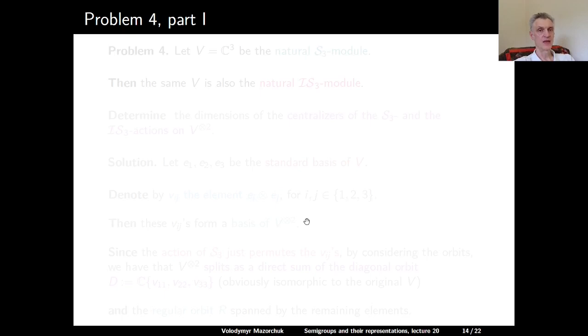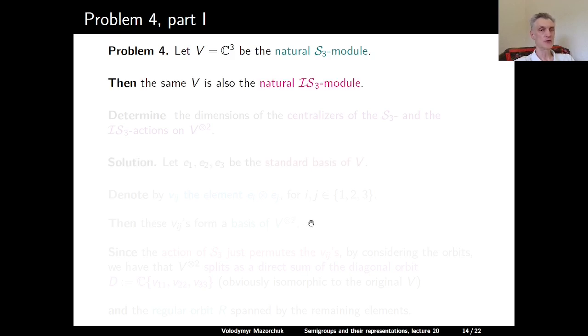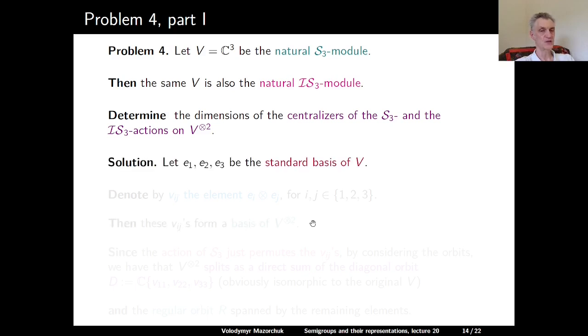Problem 4. Let V be the natural S3 module C to the power 3. Then V is at the same time also the natural IS3 module. Determine the dimensions of the centralizers of the S3 and of the IS3 actions on the second tensor power of V. Solution. Let E1, E2 and E3 be the standard basis of V.